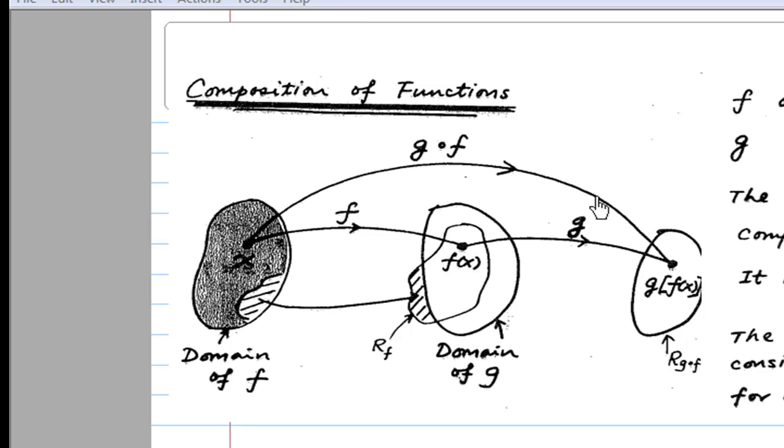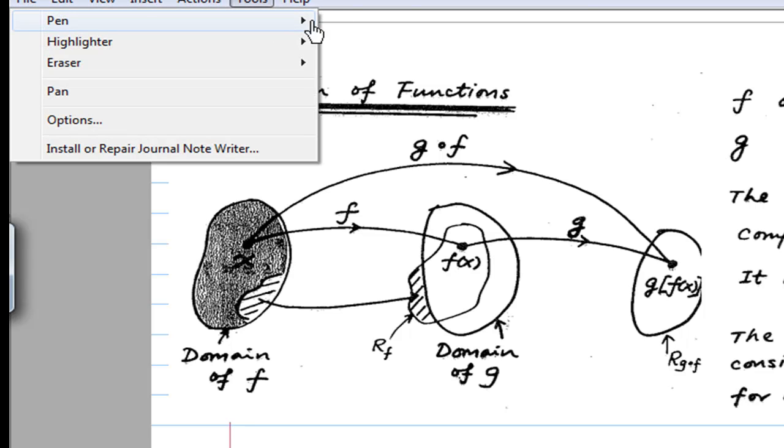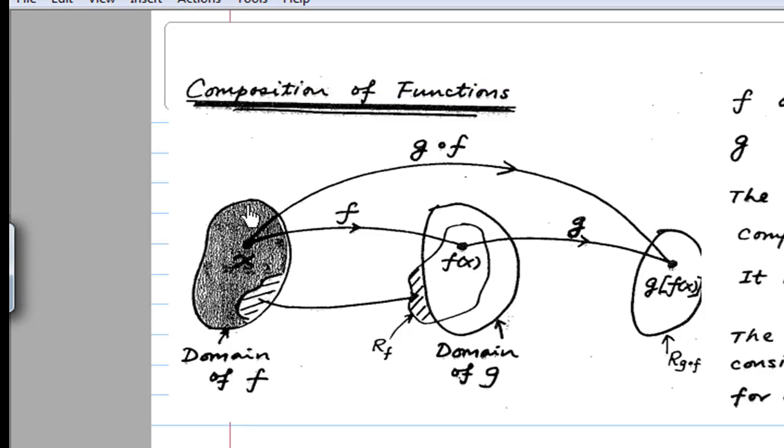Now each function has a domain. So I have here the domain of f, as you see on the diagram here. This is the domain of f. Then I also have the domain of g. When you apply the composition, you apply function f first, then you want to apply function g. You must make sure whatever you get after you apply function f is inside the domain of g.